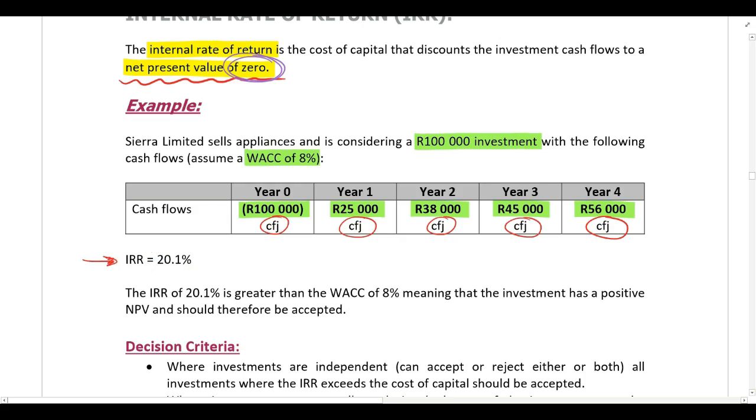We then need to conclude whether the company should accept this investment or not. So what you need to do is you compare your internal rate of return to the weighted average cost of capital. And if the internal rate of return is greater than the weighted average cost of capital, that means that the investment has a positive net present value and it should be accepted. So you can see that just below, because the internal rate of return is greater than the weighted average cost of capital, the investment has a positive net present value and it should therefore be accepted.